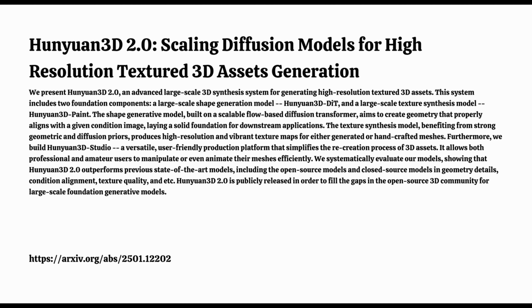So we've talked about the shape. Now let's move on to Hunyuan3D Paint, which is how it adds texture to these 3D models. Imagine wrapping a high-resolution picture around that 3D shape. Hunyuan3D Paint basically creates a map of the object surface, showing how it should look. It's called a texture map.